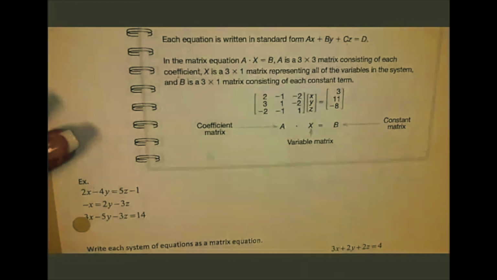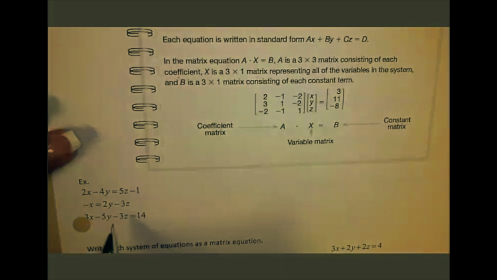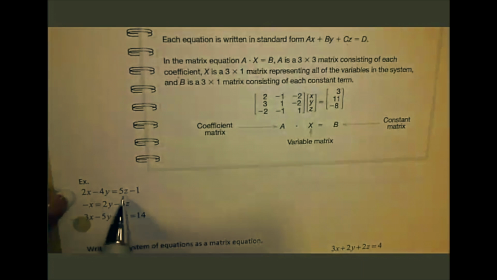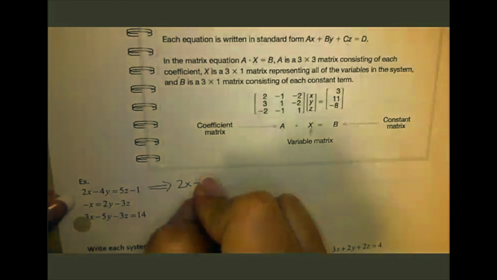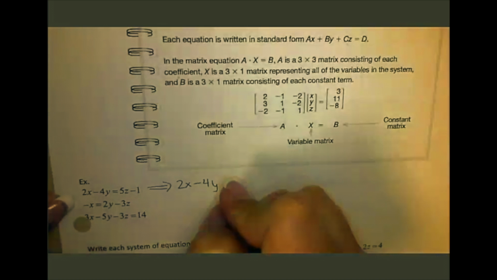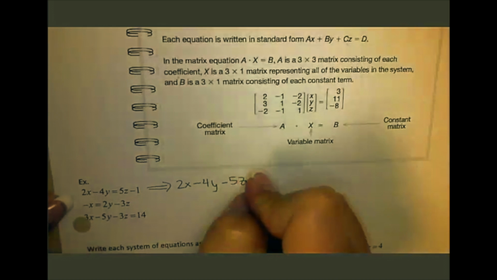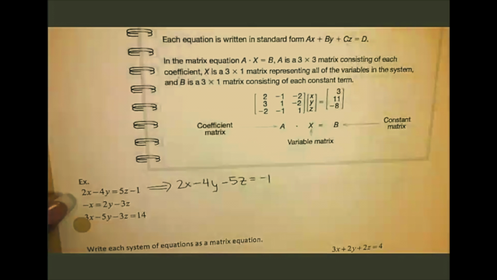We said we have to have all of our variables on one side and our constants on the other, and that's not the case here. So that's going to be our first step, is to make sure that we get it that way. On our first equation, the 5z is on the other side, so we need to move it to this side of the equation. It's positive, so I'm going to subtract 5z to get it to the other side. That gives me 2x minus 4y minus 5z is equal to -1. I've moved the 5z over.